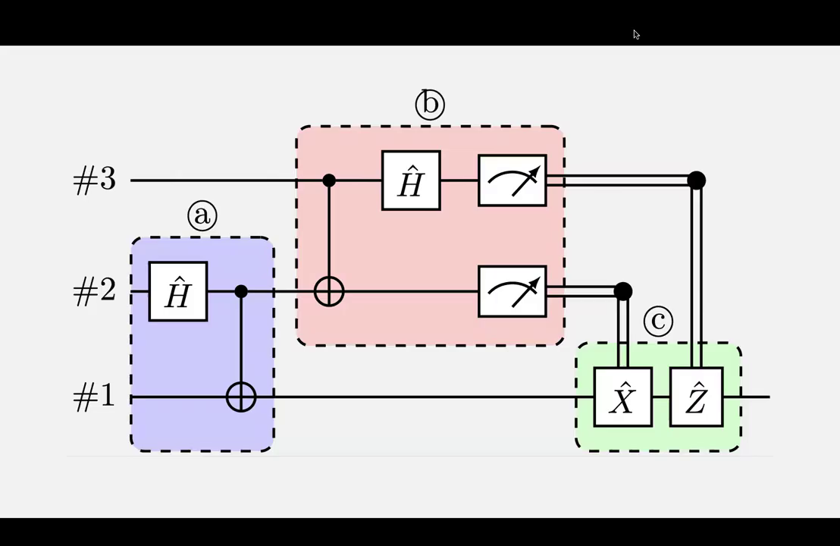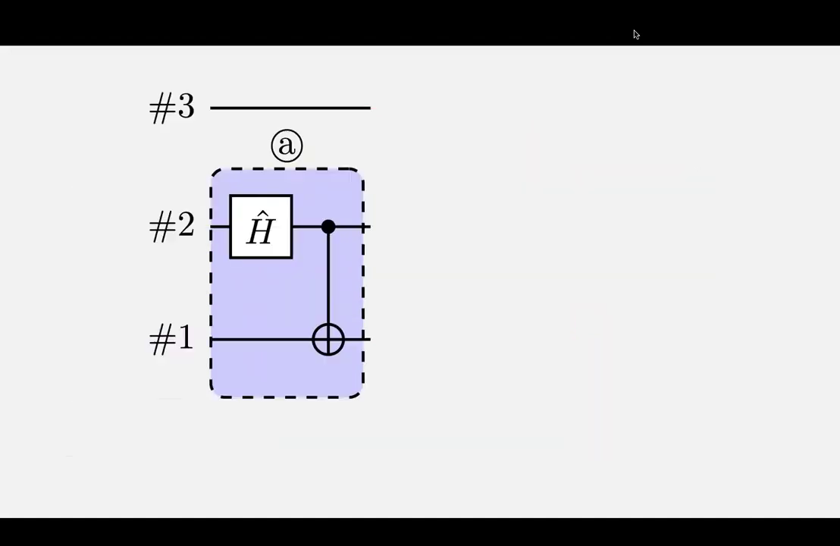Here's the quantum circuit diagram for teleportation. We have 3 qubits, 1, 2, and 3, and we want to teleport the state of qubit 3 to qubit 1. The circuit is divided into 3 regions, A, B, and C. In the next few slides, we will focus on one at a time. Let's start with region A.